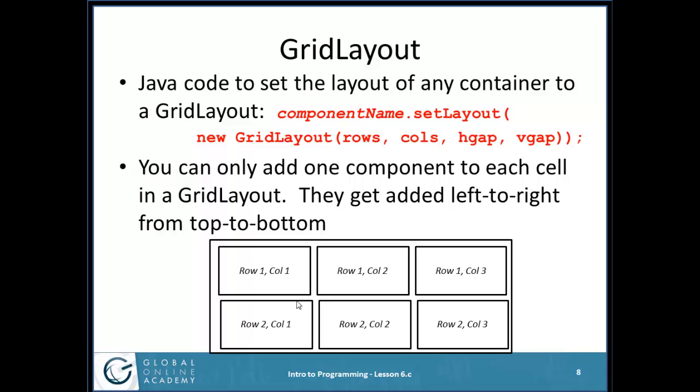You can only add one component to each cell in a grid layout. They get added left to right, top to bottom. So if you've got something with a grid layout and you add 6 buttons to it, the first button goes in row 1, column 1, second one in row 1, column 2, third one in row 1, column 3, fourth one in row 2, column 1, and so on.